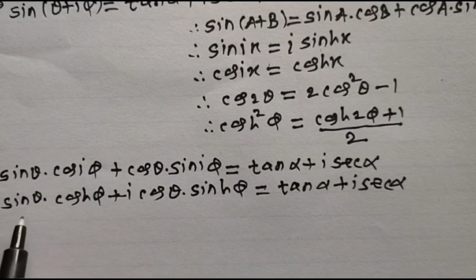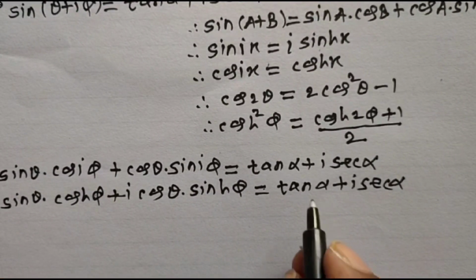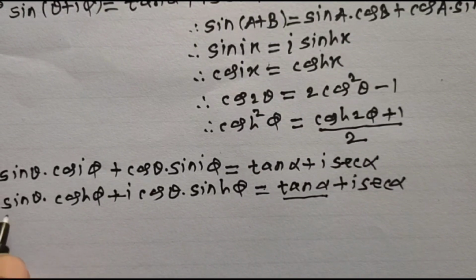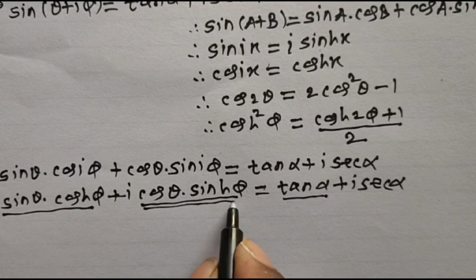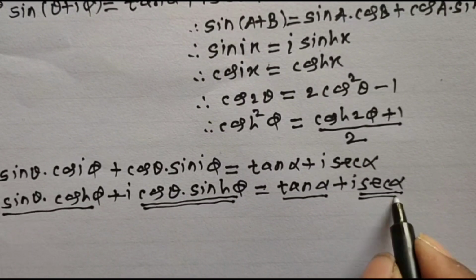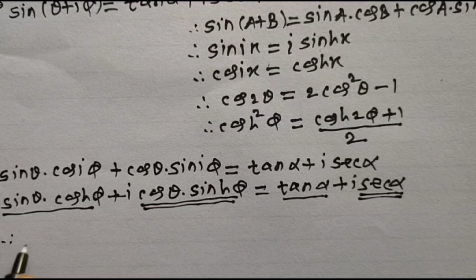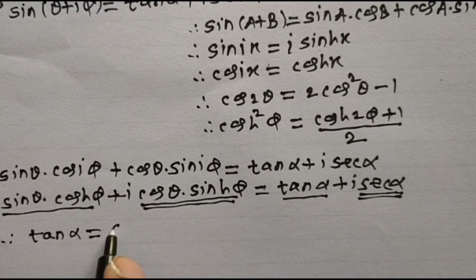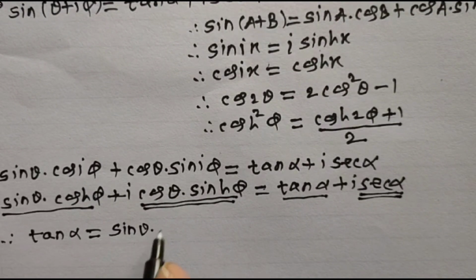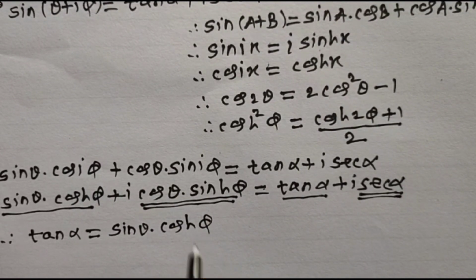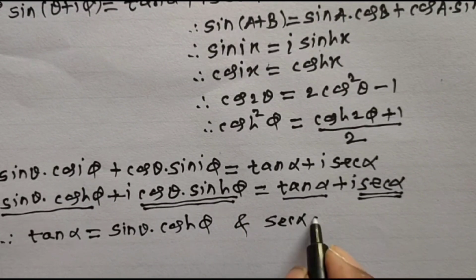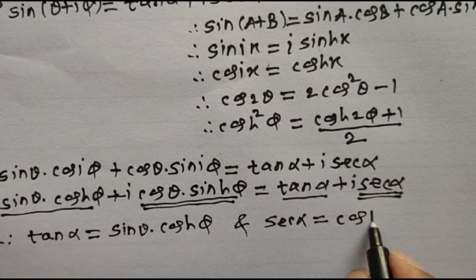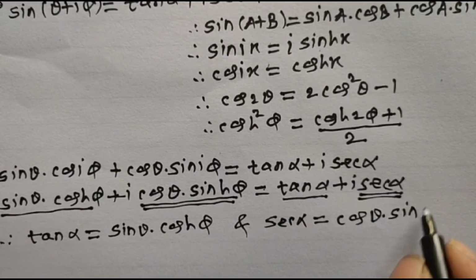Real part of the left hand side must be equal to real part of the right hand side, and imaginary part of the left hand side is equal to imaginary part of the right hand side. Hence we can write tan α = sin θ cosh φ, the real part, and sec α = cos θ sinh φ.